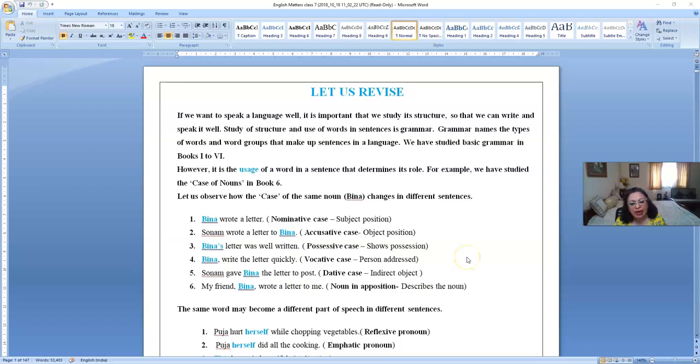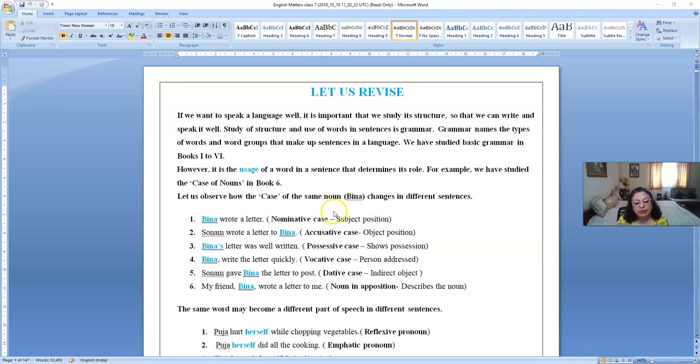So, to write a language or to speak it well, we must know the basic structure of language. We may not apply all rules of grammar while speaking, but at the back of our mind, we must understand why we should speak the way we do. So, grammar names the types of words and word groups that make up sentences in a language, and those are the figures of speech. We have studied basic grammar, so we'll just revise the grammar now. Most of it you will know, but we'll go into a little more detail.